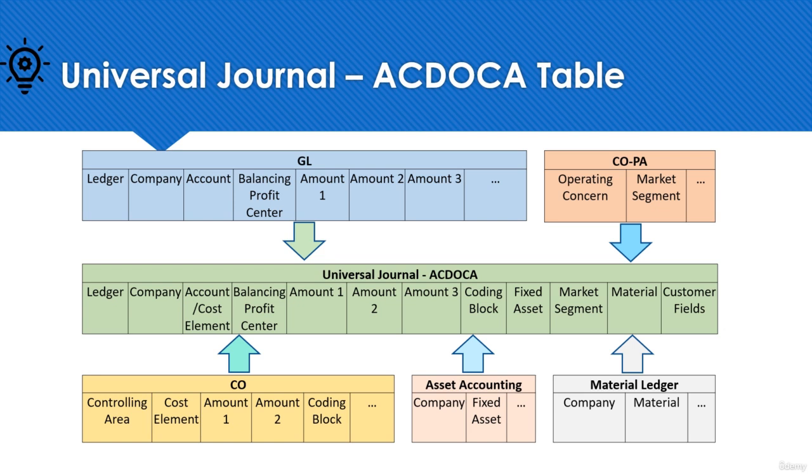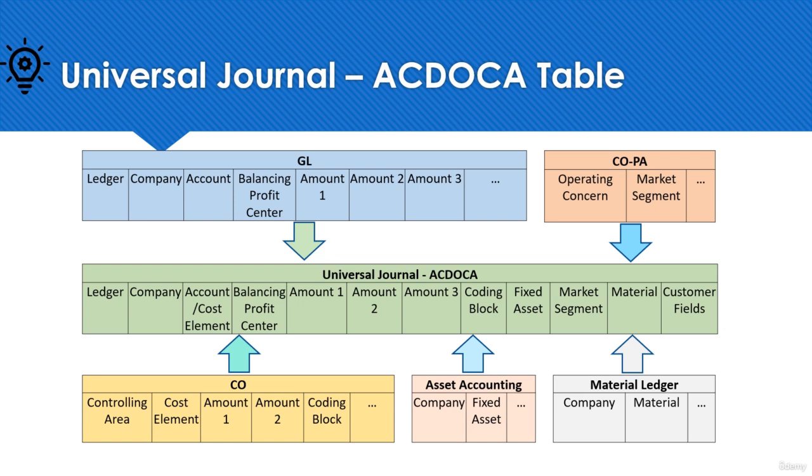So another question which comes in mind here, that what is ACDOCA and what is its relation to Universal Journal? So ACDOCA is a new table introduced in SAP S/4HANA, and Universal Journal entries which belong to different components, for example, GL, COPA, CO, asset accounting, and material ledger, are written to this new table.